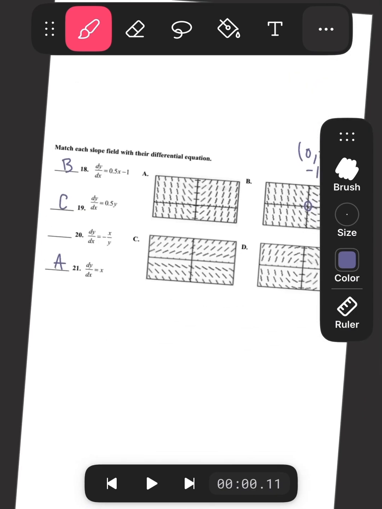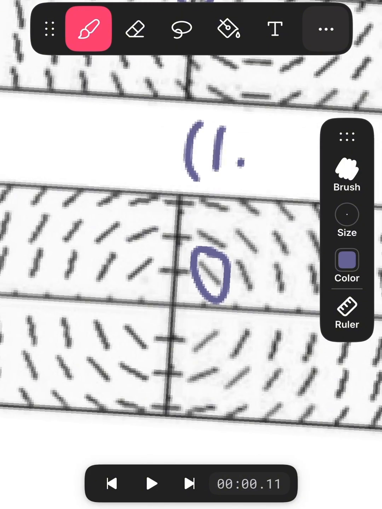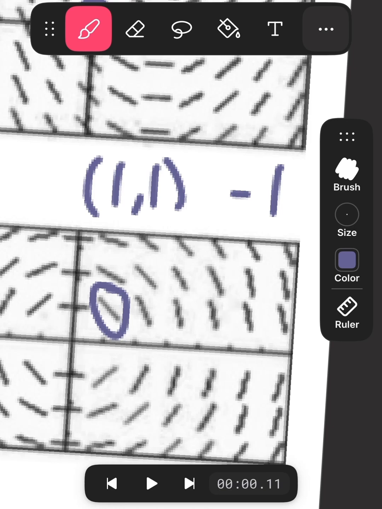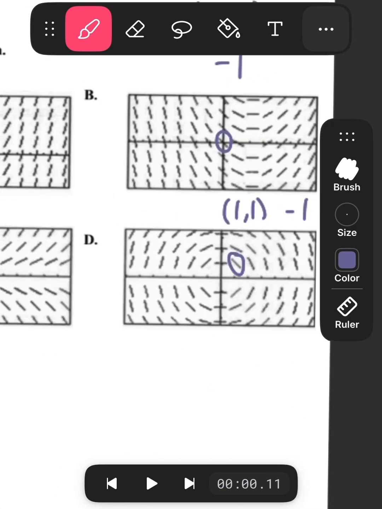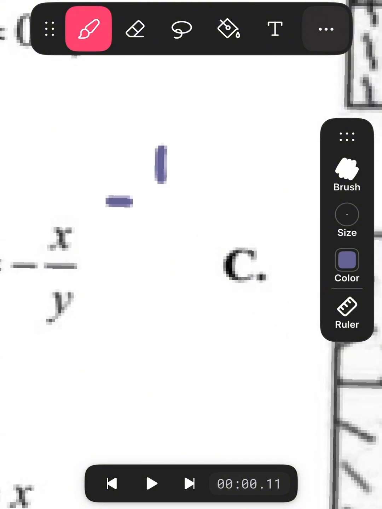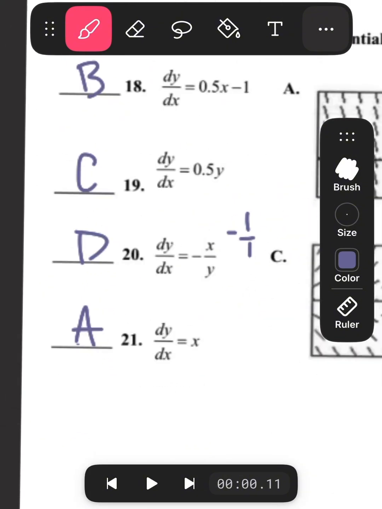But this one is just a plug and chug situation. So say we have a 1, comma 1 right there. And that's obviously a -1 slope, or at least a negative slope. And if you do plug in 1 and 1, you're going to get -1 over 1, which is negative. So it's pretty easy to determine these once you know what you're doing with slope fields.